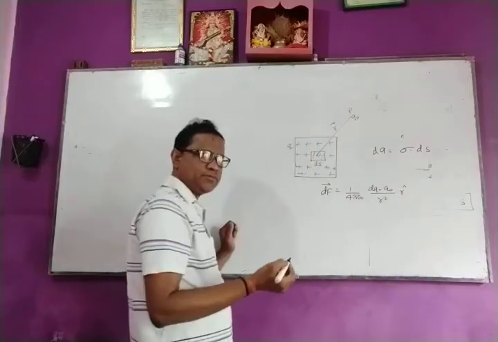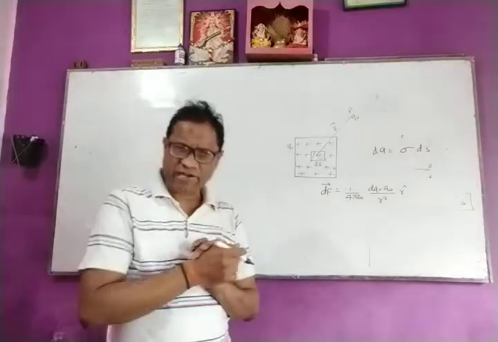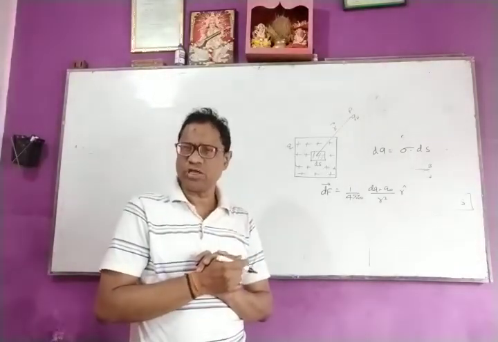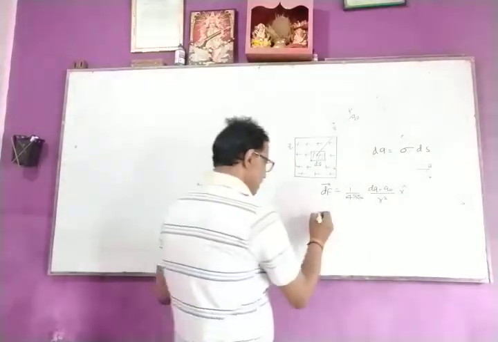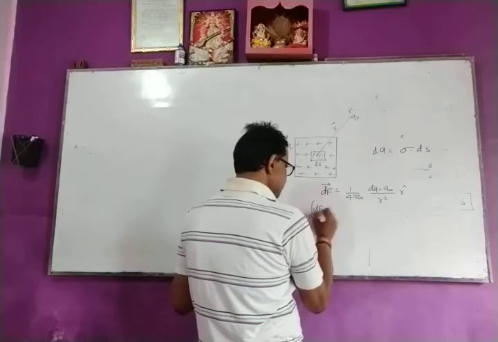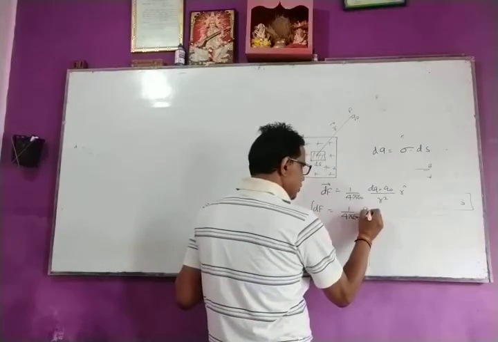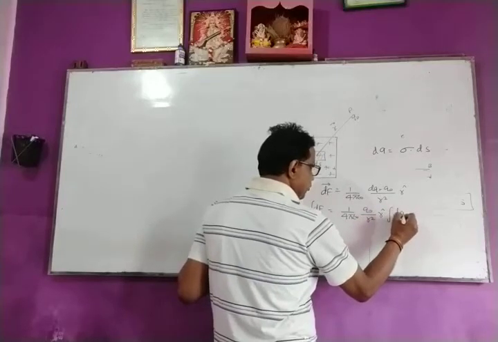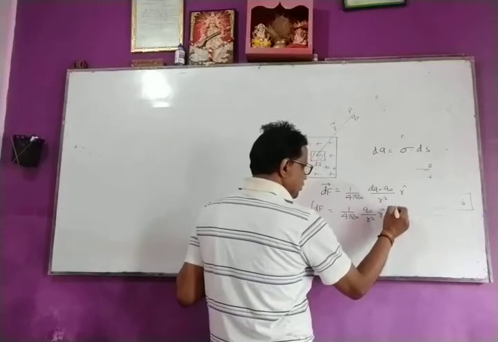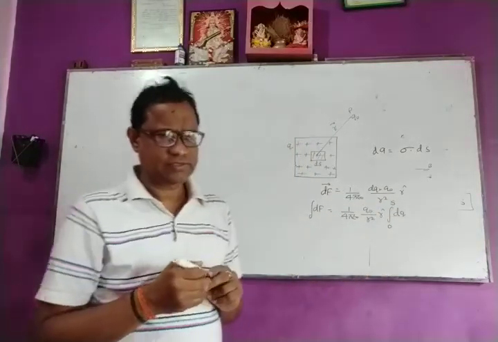On integration, we can find total force acting on q naught due to the charge on the whole surface. F is equal to 1 upon 4 pi epsilon naught q naught by r square into r cap into dq, 0 to S.